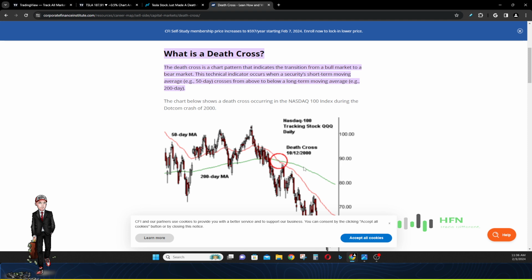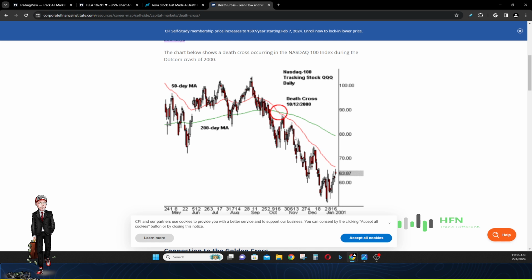See, the 200-day has a slower slope. It's less reactionary to the daily price action of the chart or of the stock. The 50-day is a little bit more reactionary to price action. So when it crosses the 200-day moving average, look at the price of the stock. It completely craters. It completely went down. And then the 50-day moving average is going to act as a resistance off of the chart.